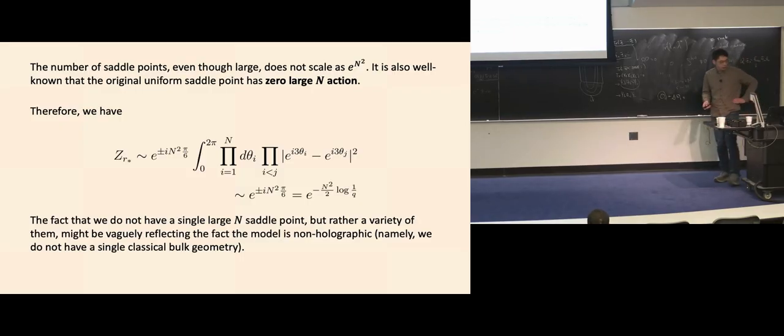As I was saying, the fact that we do not have a single large n configuration, but rather a variety of them, might be vaguely reflecting the fact that the model is non-holographic. Namely, we do not have a single classical bulk geometry, but rather it has these 0 modes I was mentioning earlier.